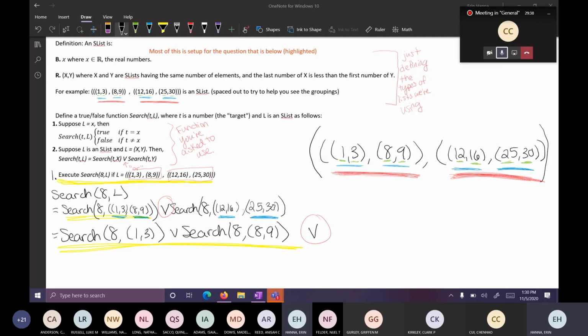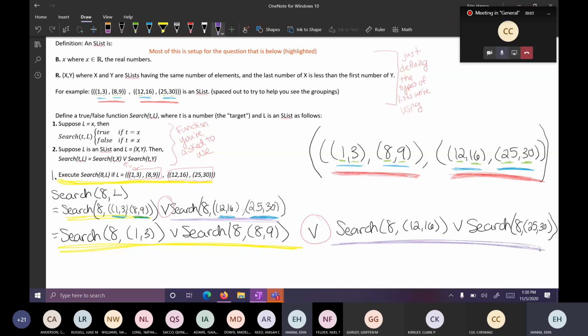And then we have to break up that second search into search 8, 12, 16, or search 8, 25, 30. So this search turned into these 2 searches. Is that okay? All we're doing is following the directions from the definition of the function.